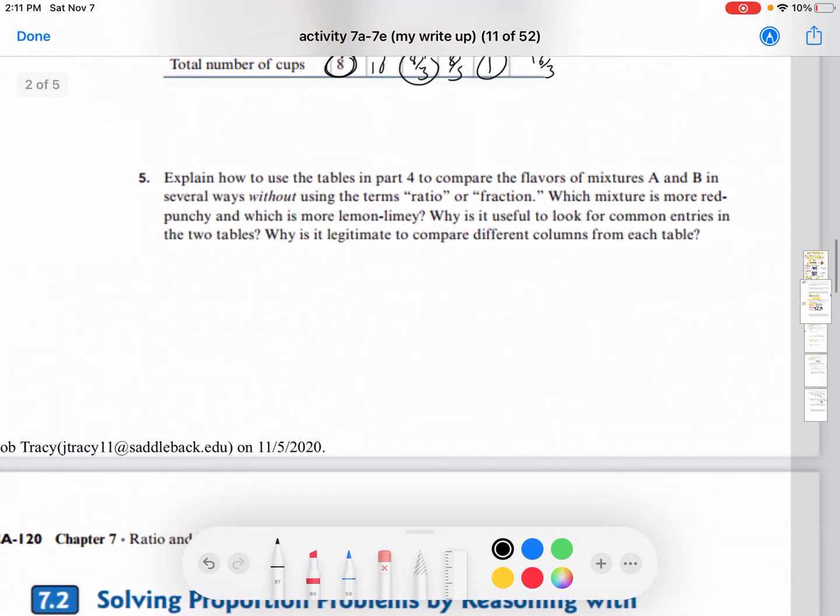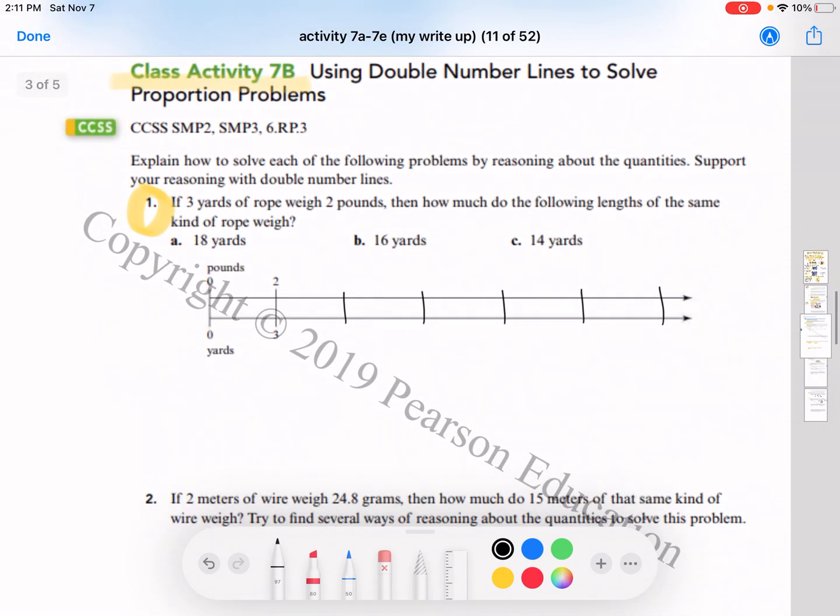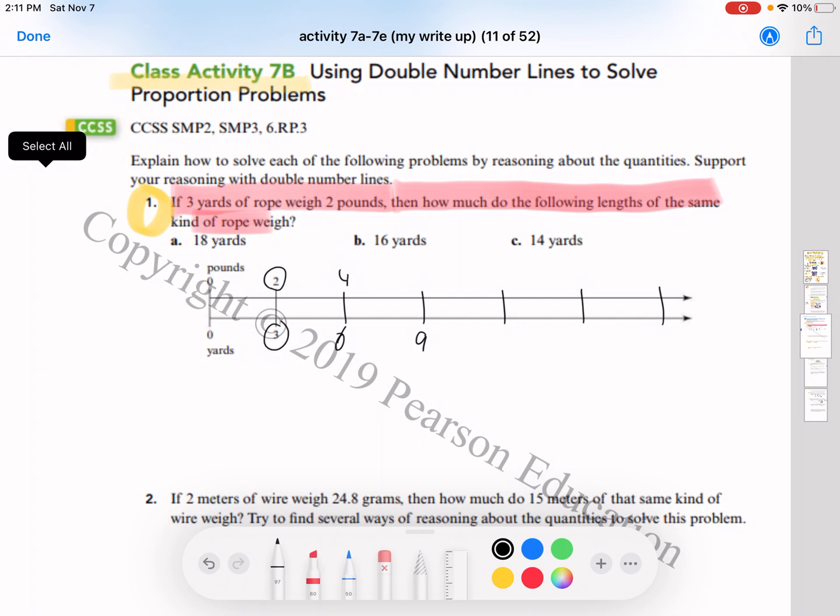All right. Moving on to a couple other problems. So this is a proportional problem done on a double number line. This says if 3 yards of rope weigh 2 pounds, then let's find the following lengths and weights of rope. And so 3 yards weighs 2 pounds. We can say 6 yards is 4 pounds. Add on another 3 yards, add on another 2 pounds, another 3 yards, another 2 pounds, another 3 yards, another 2 pounds, another 3 yards, another 2 pounds.